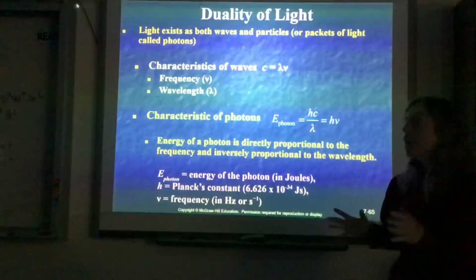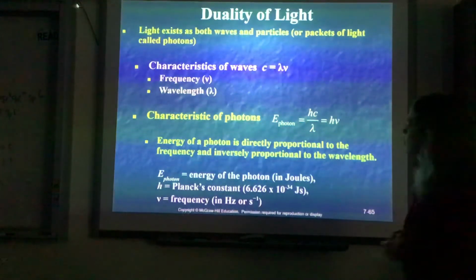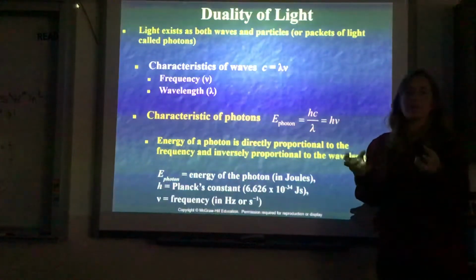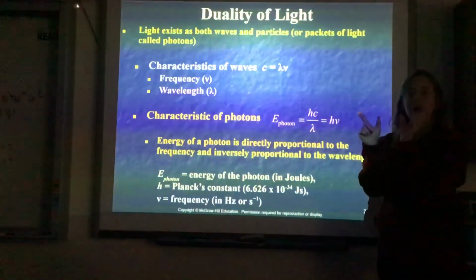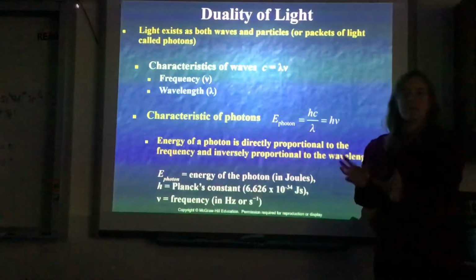Now, duality of light. Light exists as both waves and particles, or what we call packets of light called photons. So we call these photons because they exist in a duality nature, which means they're existing as both waves and particles at the same time.